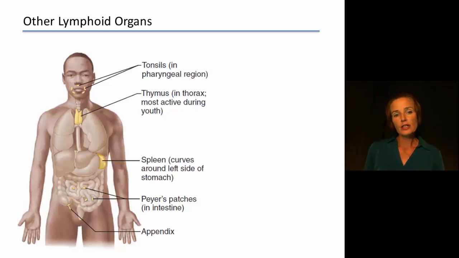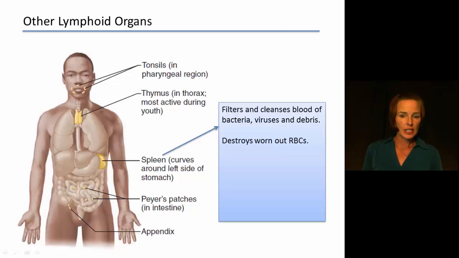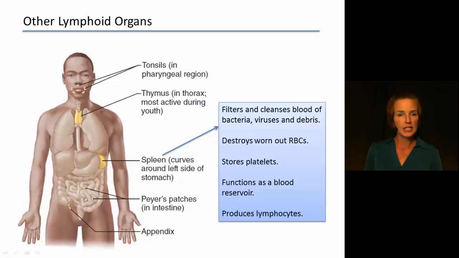We have a lot of other lymphoid organs that are working together with the lymphatic system. One of those is going to be the spleen. The job of the spleen is to filter and cleanse the blood of bacteria, viruses, and also debris. As it does that, it is also responsible for destroying worn out red blood cells. Other things that the spleen does is it stores platelets. It functions as a blood reservoir, and it also produces lymphocytes.